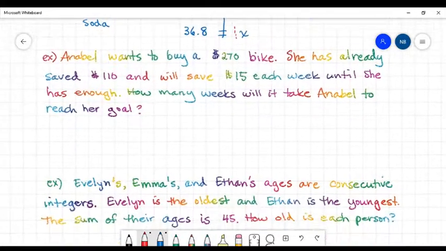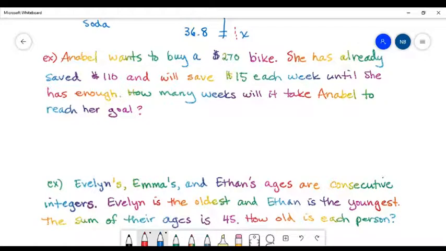Next problem. Annabelle wants to buy a $270 bike. She has already saved $110 and will save $15 each week until she has enough. How many weeks will it take Annabelle to reach her goal? All right, so we're looking for the number of weeks it will take her. So we're going to let x equal the number of weeks. Now, her goal is $270.